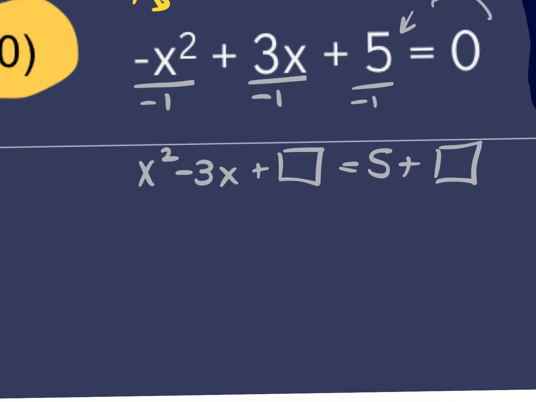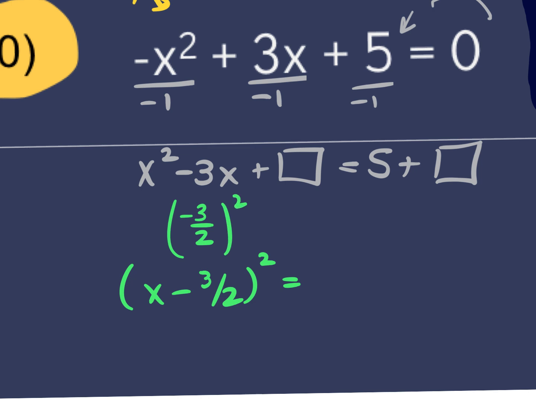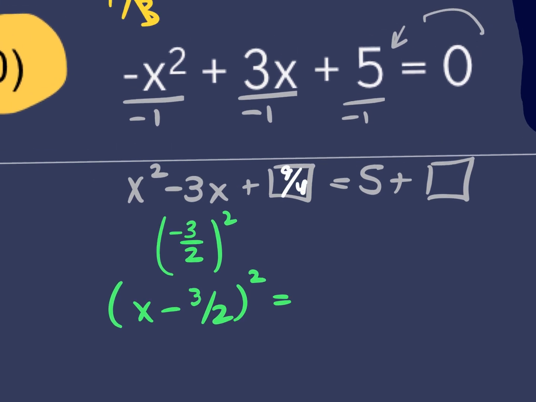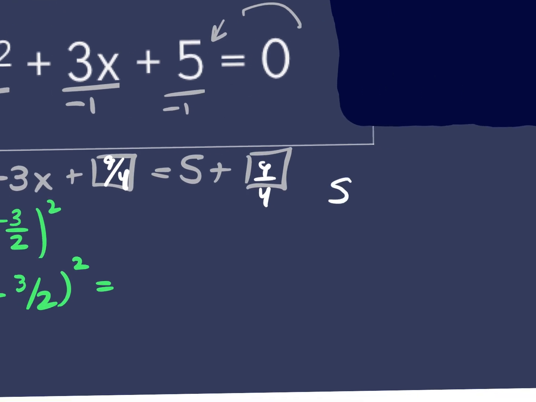Now we take our b term and do what? Perfect. So what's in my parenthesis over here? X minus 3 over 2. Perfect. And I square that equals, how do I figure out what goes in the box? Square top and bottom. What does that become? 9 over 4. What you do to one side, you do where? To the other. Good. So I have 5 over 1 plus 9 over 4.